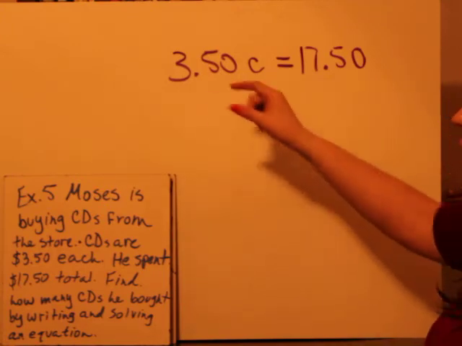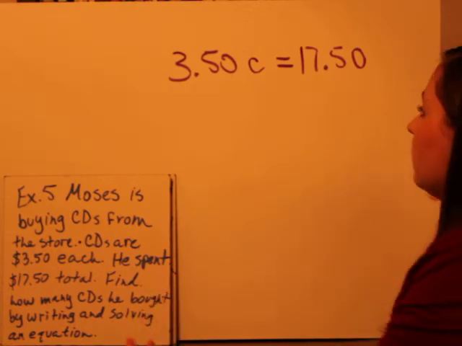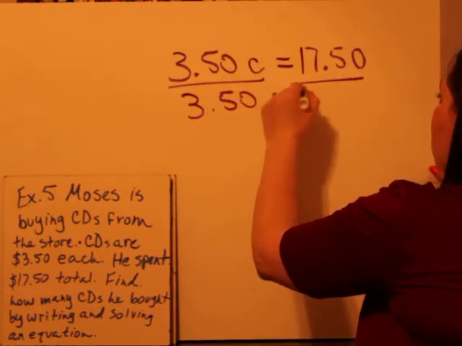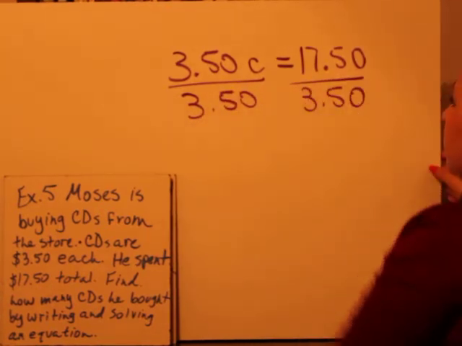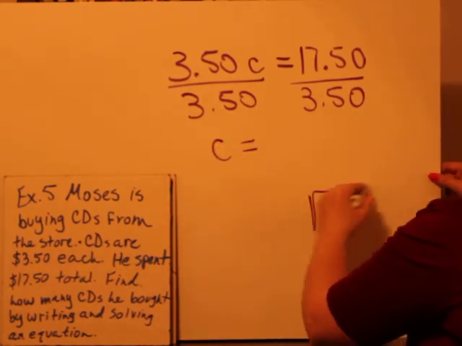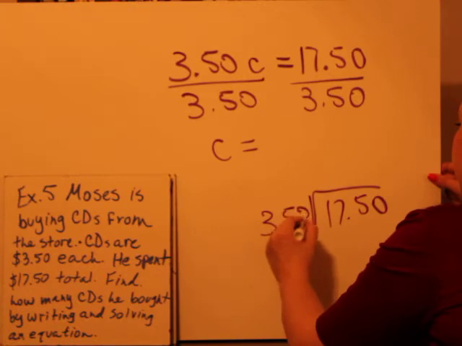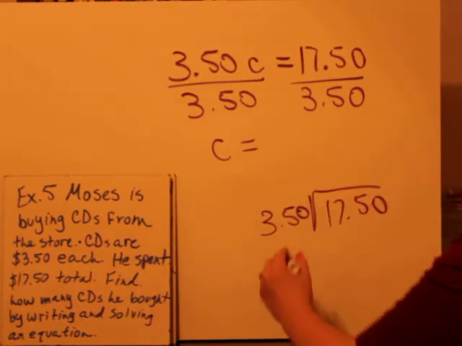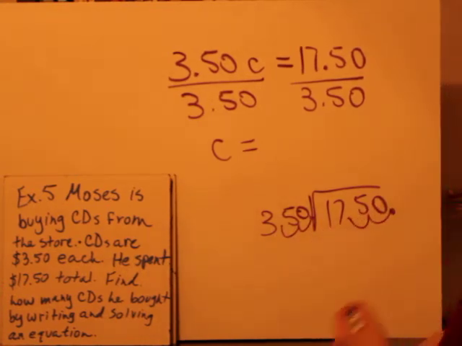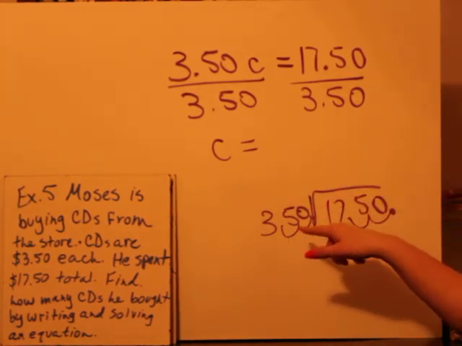Okay, so we have 3.5 times C. How do you undo multiplication? With division. So we're going to divide both sides by 3.50. So now we've got C is equal to, and we will divide 17.50 by 3.50. Remember, you've got a decimal on the outside, so you've got to move it twice, and so now we're going to look. We've got 1,750 being divided by 350.